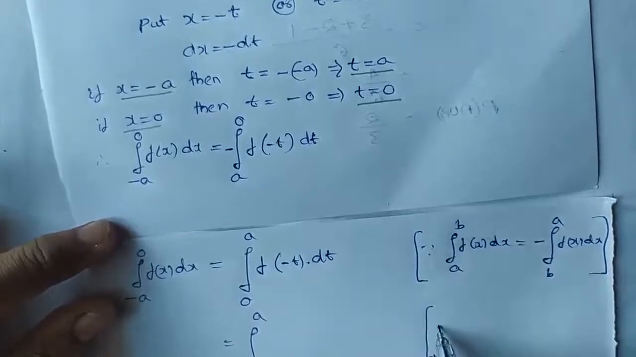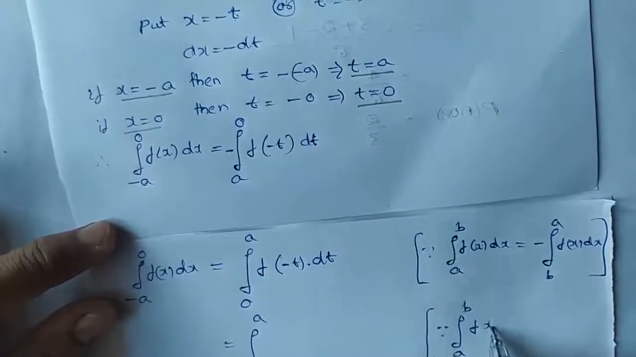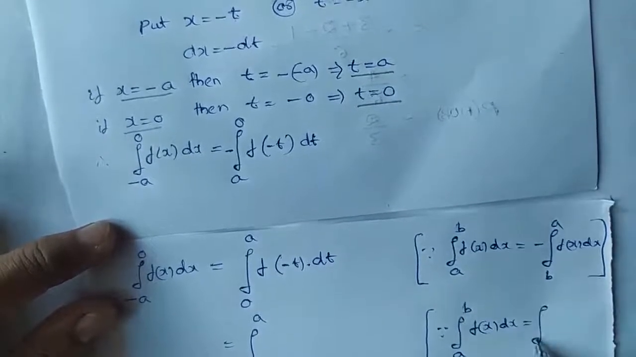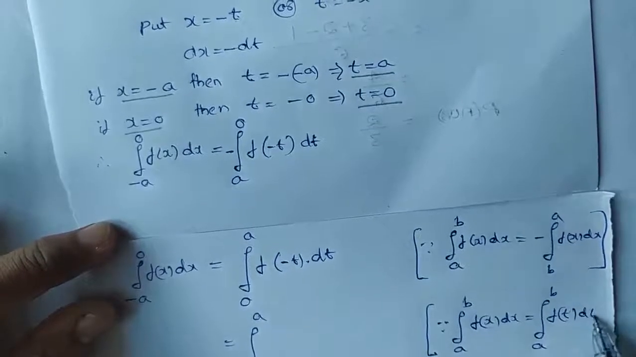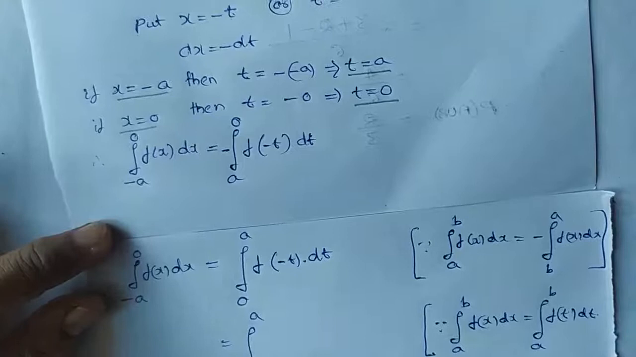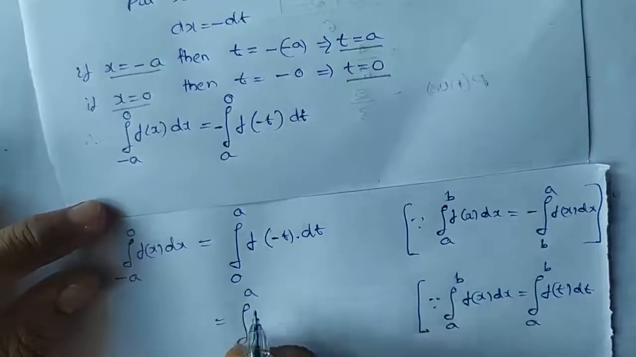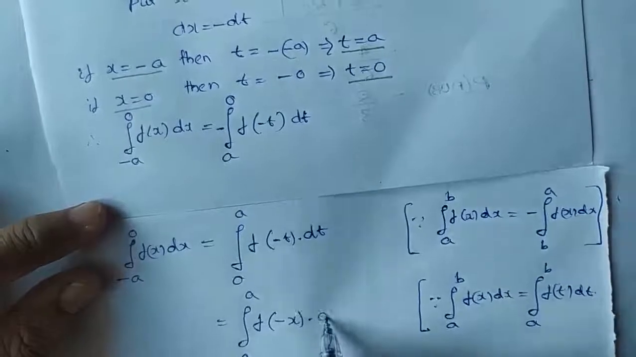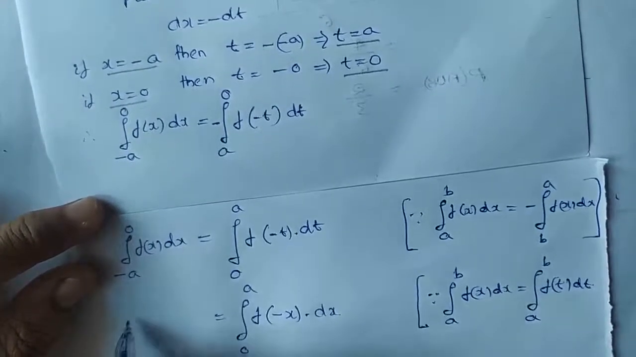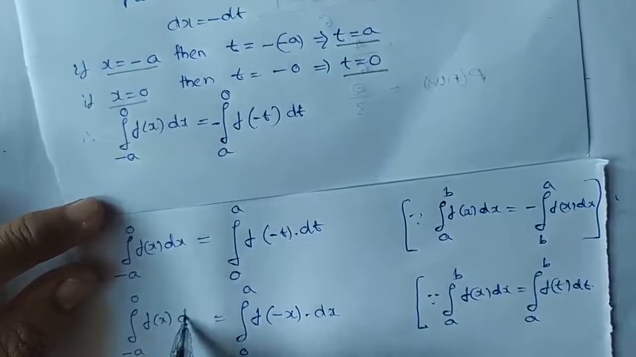Next again, that is equal to integration of 0 to a. Let us apply one more property. Since integration of a to b f of x dx is also equal to integration of a to b f of t dt, by using this, let us apply the property: integration of 0 to a f of minus x dx is integration of minus a to 0 f of x dx.